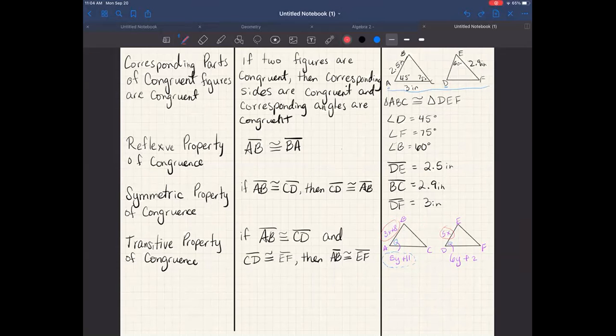So I'll wait a little bit since we're still copying the notes. But this part is easy. Your homework is easy too.